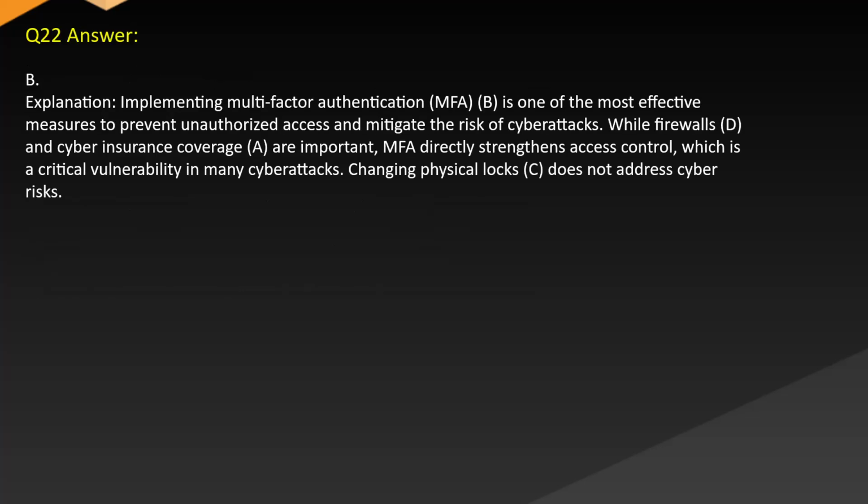Answer: B. Explanation: Implementing multi-factor authentication (MFA), B, is one of the most effective measures to prevent unauthorized access and mitigate the risk of cyber attacks, while firewalls (D) and cyber insurance coverage (A) are important. MFA directly strengthens access control, which is a critical vulnerability in many cyber attacks. Changing physical locks (C) does not address cyber risks.